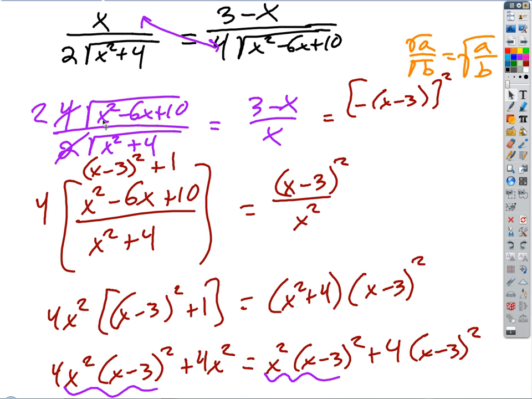So we get, let's see, 1 minus 6 plus 10, so what is that, 5? 2 times square root of 5 over square root of 5 is just 2, right? 2 over 1 is 2, so it works. So we know it works.